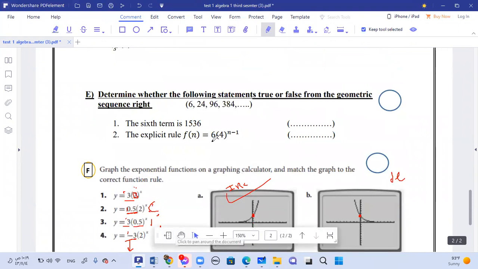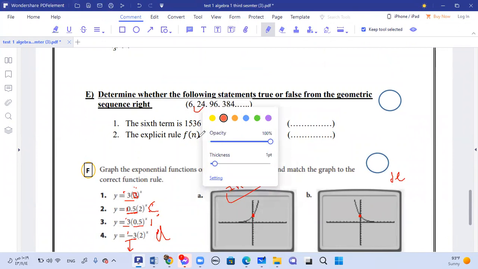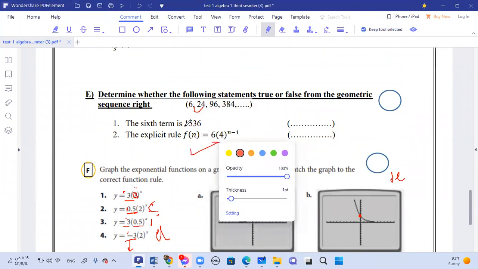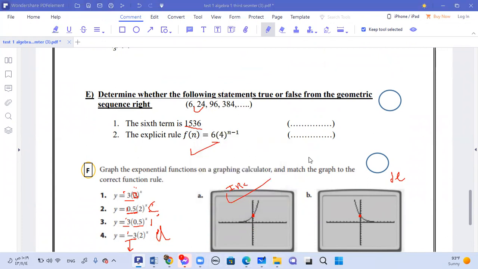The explicit rule: 6, and the difference 4, and n minus 1, so it's correct. Now for the 6th term, use the formula to find the 6th term. Yes, be careful whether we find the 6th term or the 5th term. This is the revision for quiz number 1.